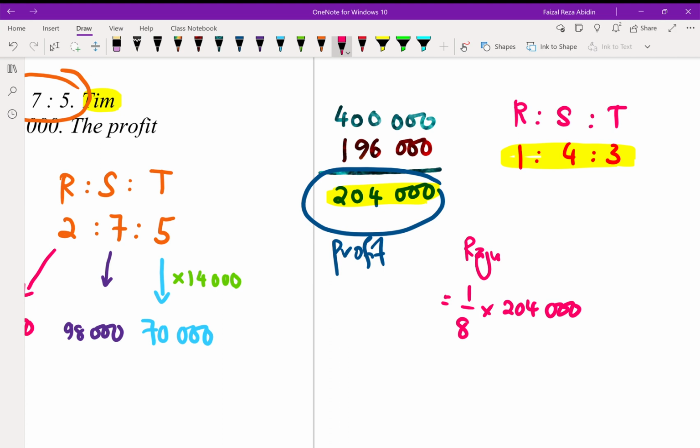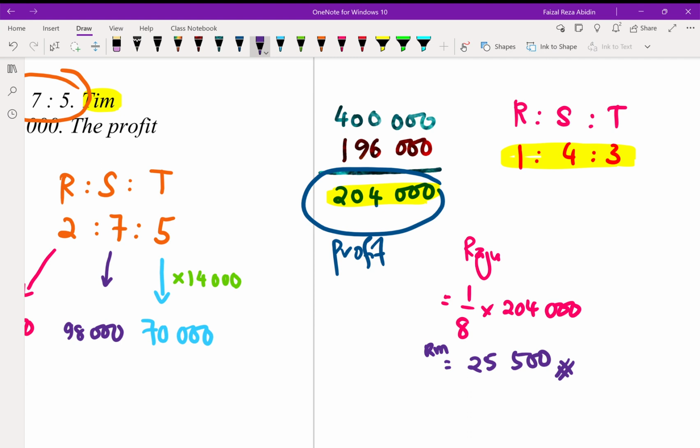So, berapa? 25,500. This is going to be Raju profit.